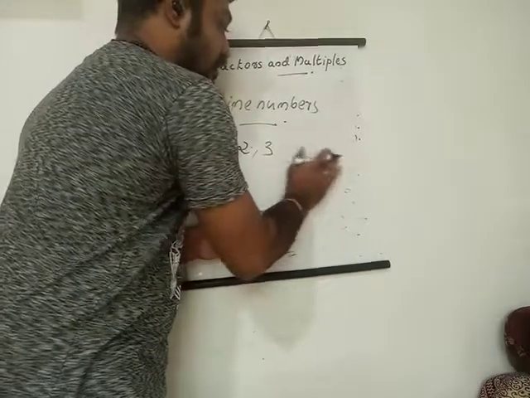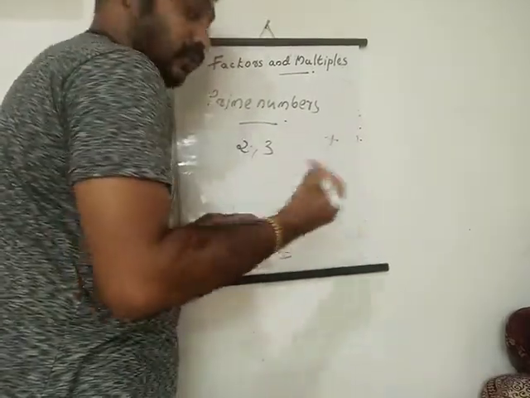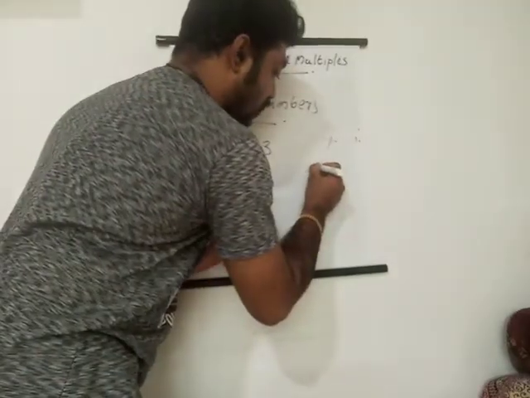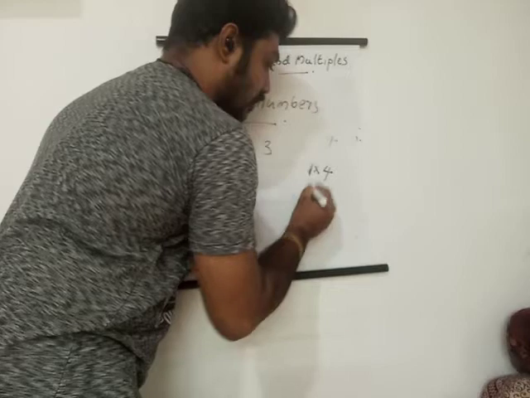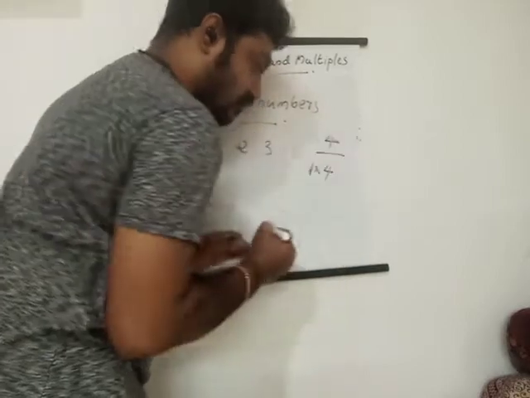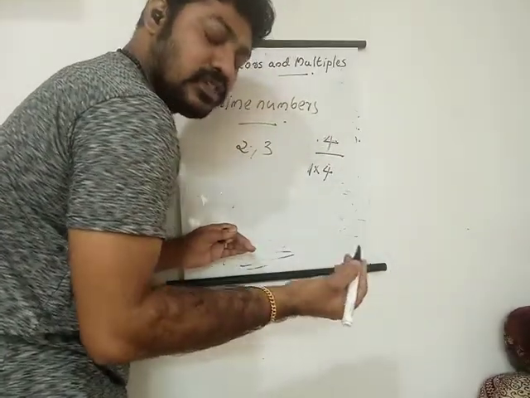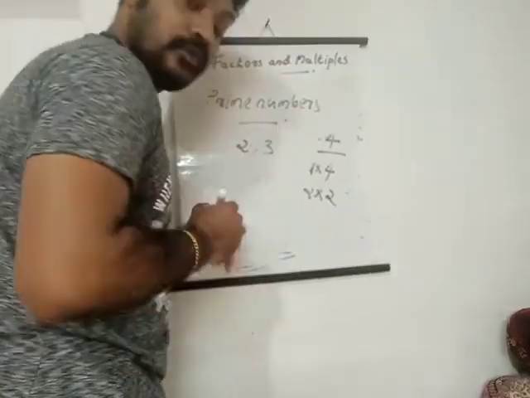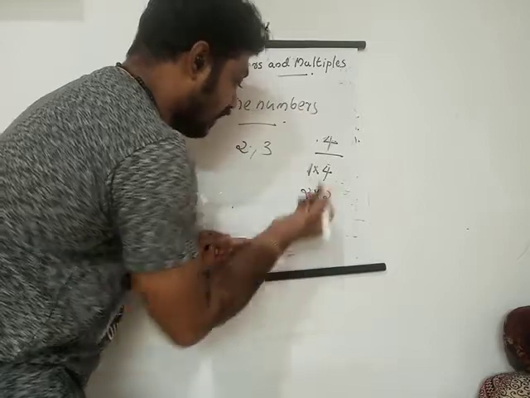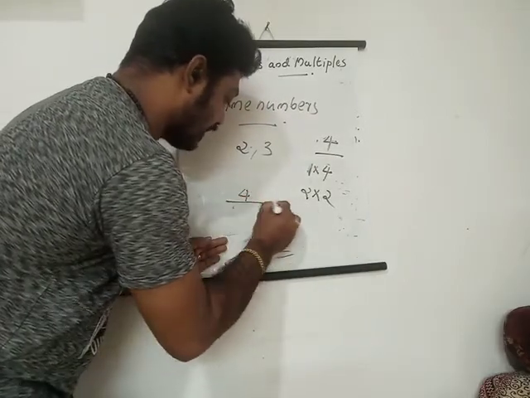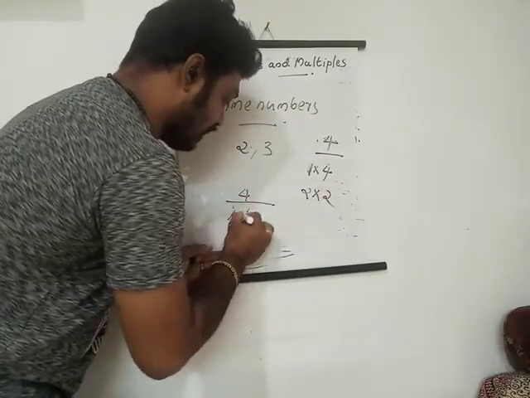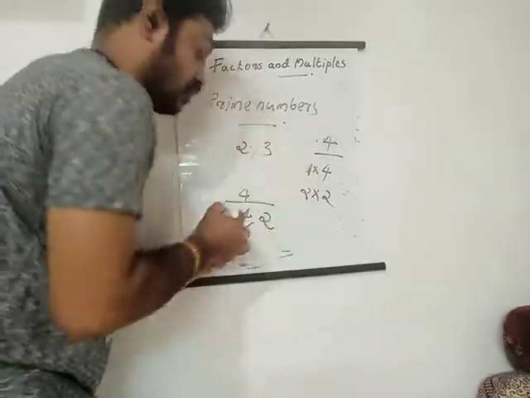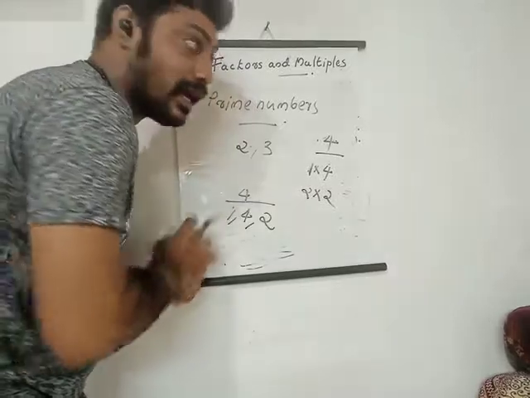Check the next number, 4. How can we write 4? One 4 is 4. It is also in which table? 2's table, isn't it? 2 2s are also 4. What we can see is that this 4 has factors: 1 is there, the number itself is there, and one more factor, that is 2. So this is not a prime number.